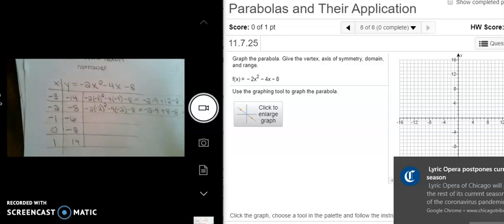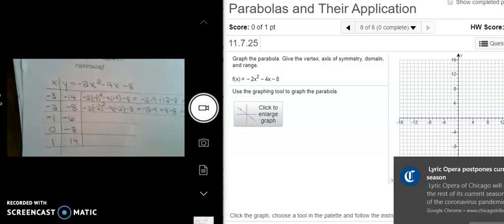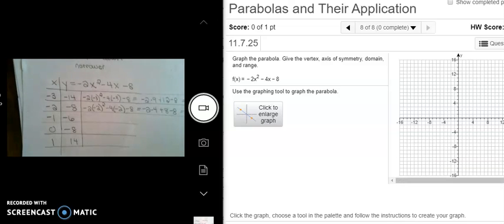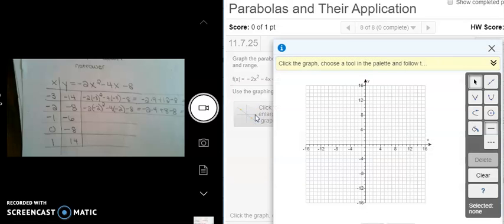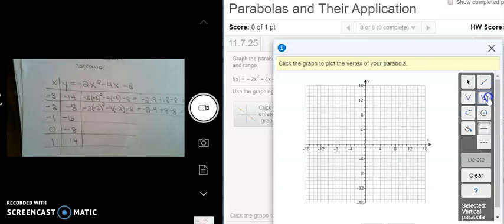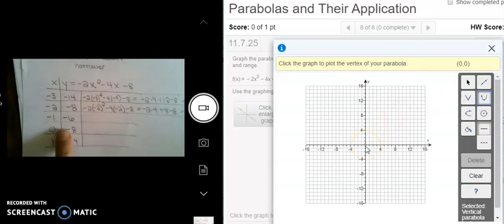Okay, so knowing this information, I am going to graph this on the graph paper over here to the right. Starting with my vertex, I'm going to click on this to enlarge the graph, and I'm going to pick the vertex first. Let me click this first. Now I want to use this parabola tool, and I want to start at the vertex. The vertex over here was negative 1, negative 6.